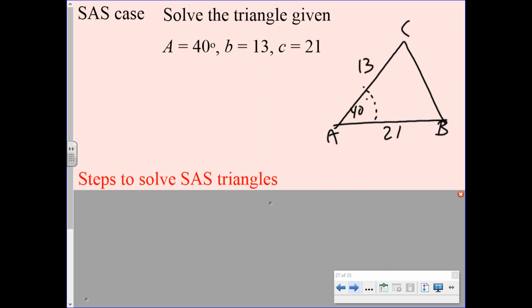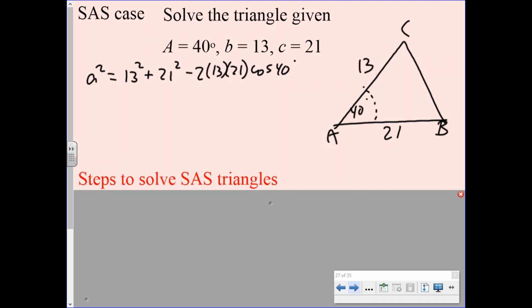except for one variable. So we're going to go ahead and find side A, and we know that formula is a squared is equal to b squared plus c squared minus 2 times b times c times the cosine of 40. And this is just a plug and chug. Everything's on one side of the equation.